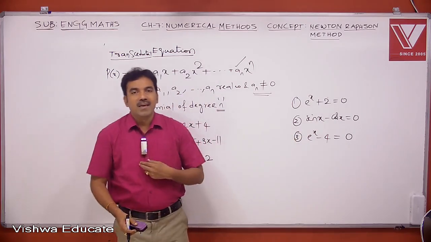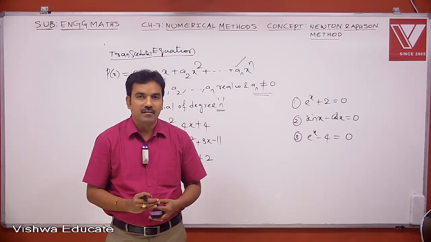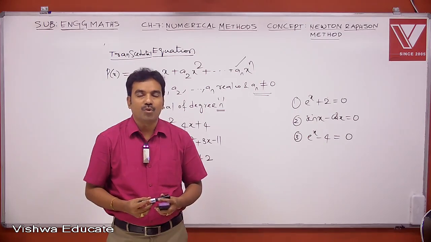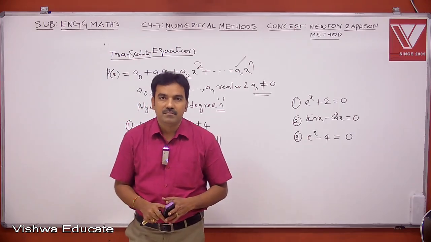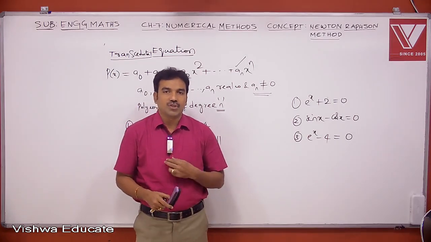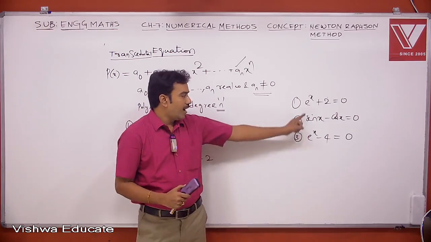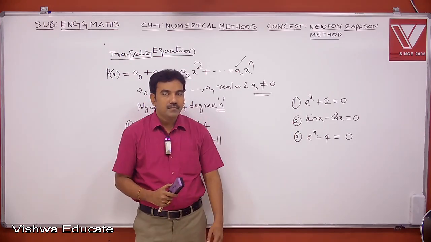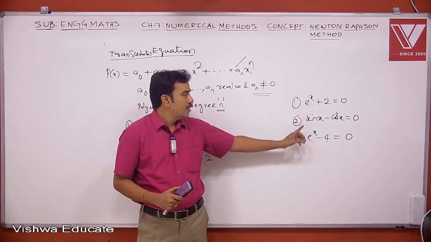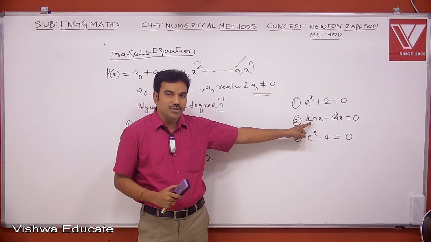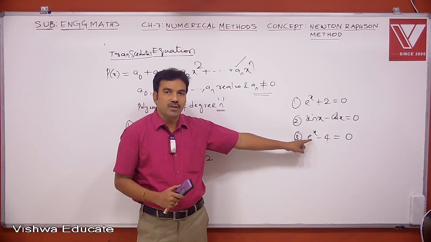Write this point. An equation which is not algebraic is called a transcendental equation. Write these three examples. First one, e power x plus 2 equal to 0. Sin x minus cos x equal to 0. e power x minus 4 equal to 0.